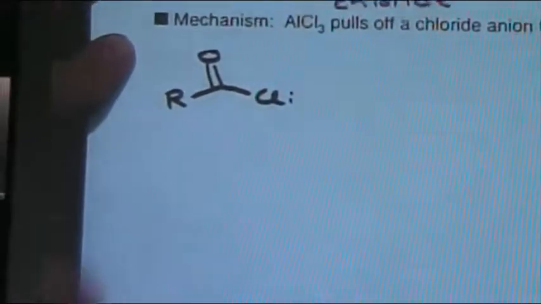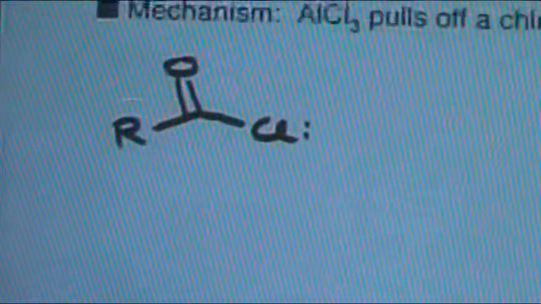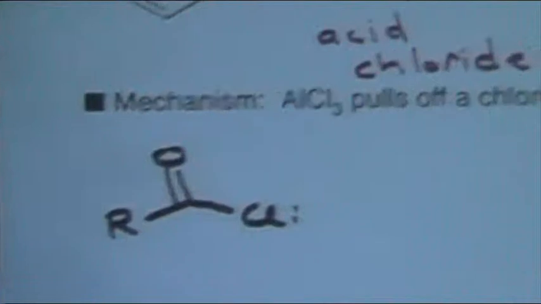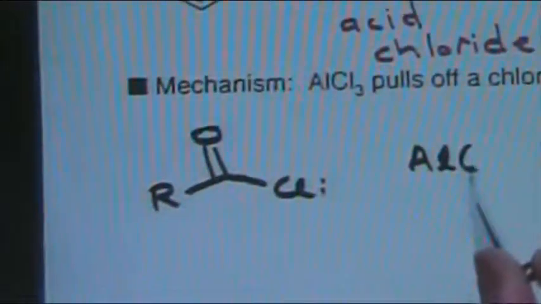And I'll draw the lone pairs on chlorine. Now, there are lone pairs on oxygen. Every fiber of my being wants to use the oxygen lone pairs to attack aluminum trichloride, because I know that aluminum trichloride loves oxygen. I know that aluminum loves oxygen in general.